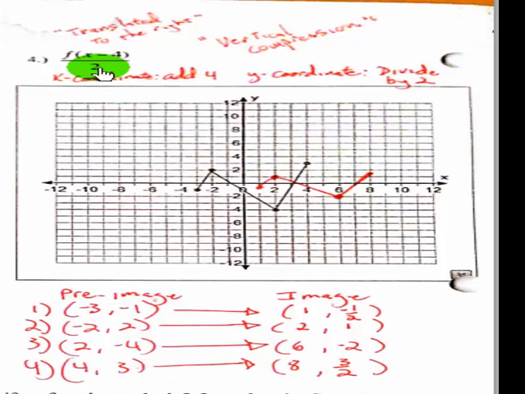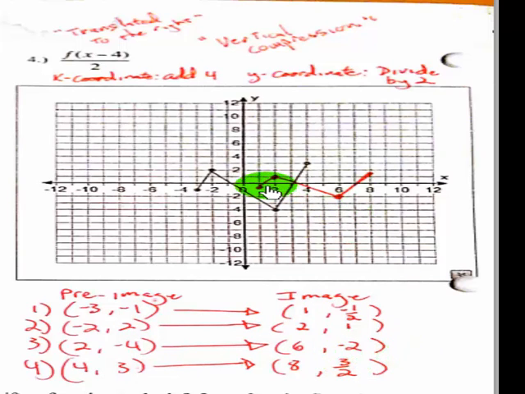So your x-coordinates, you're simply going to add 4. So negative 3 becomes positive 1, negative 2 becomes positive 2, 2 becomes 6, 4 becomes 8. You're then going to take your y-coordinates and divide them by 2. Negative 1 becomes negative 1/2, 2 becomes 1, negative 4 becomes negative 2, 3 becomes 3/2.